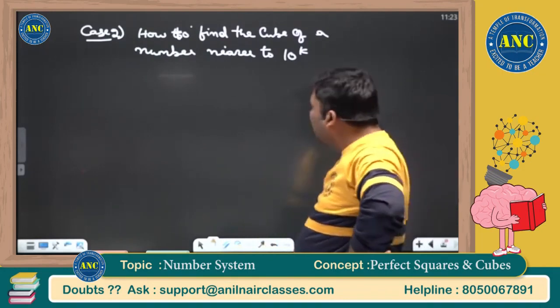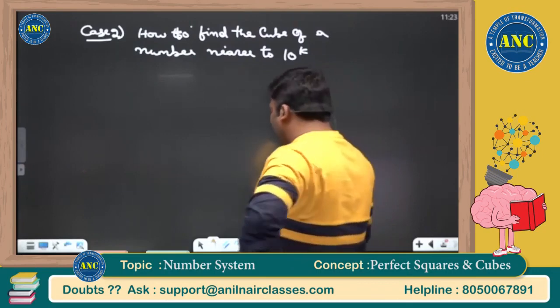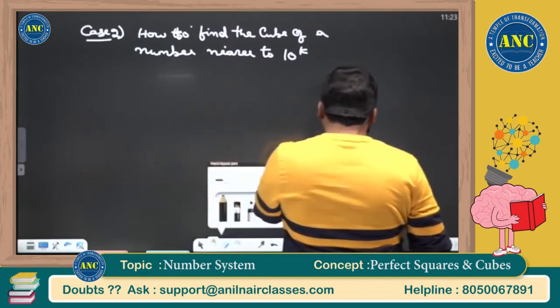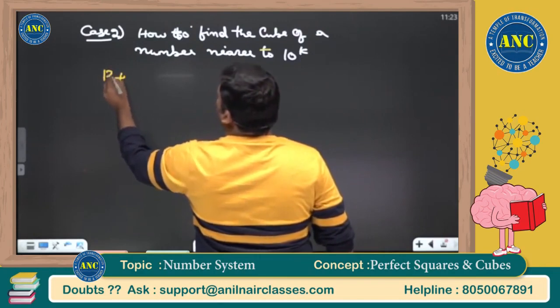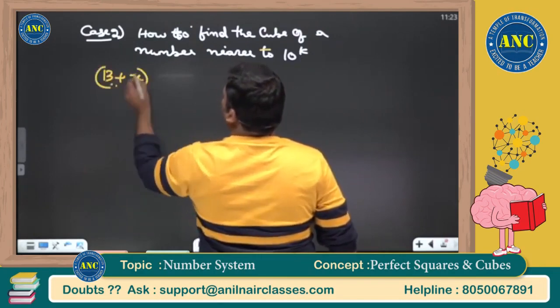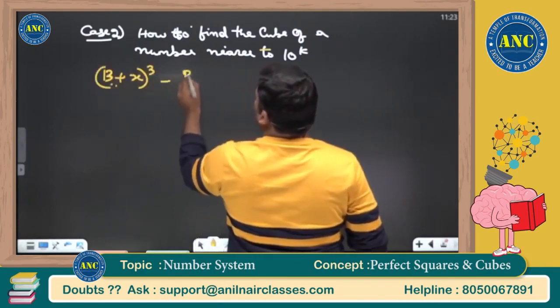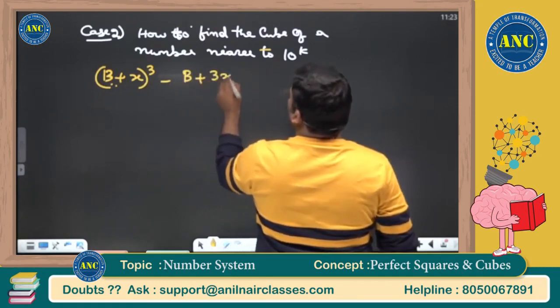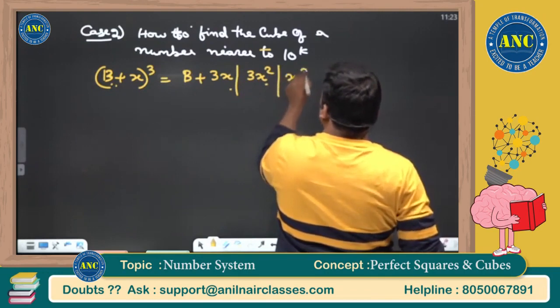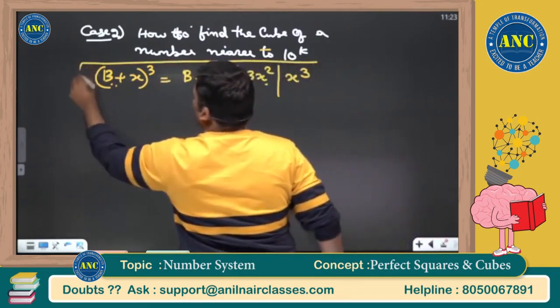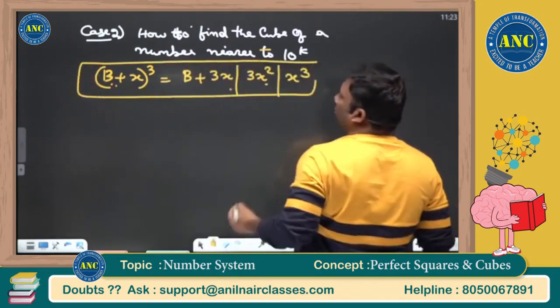I hope it is clear how to find the cube of a number. First, write down the concept. The concept is nothing but the expansion of (a plus b) whole cube. (b plus x) whole cube is b cube plus 3b square x plus 3b x square plus x cube.